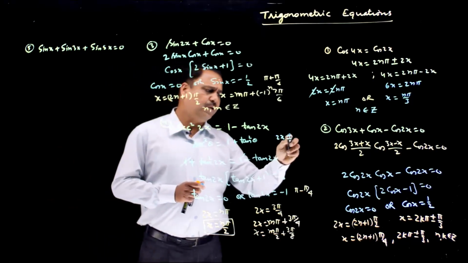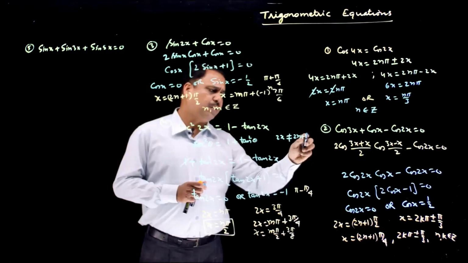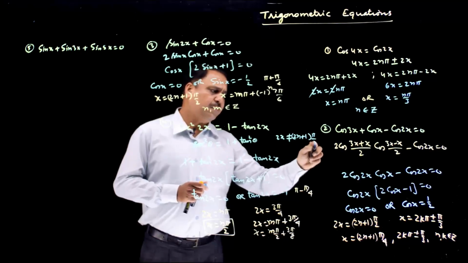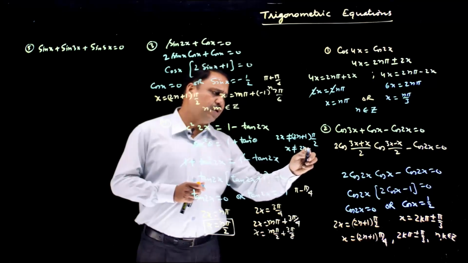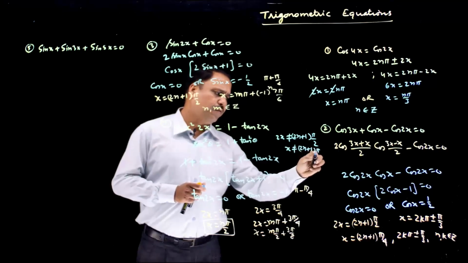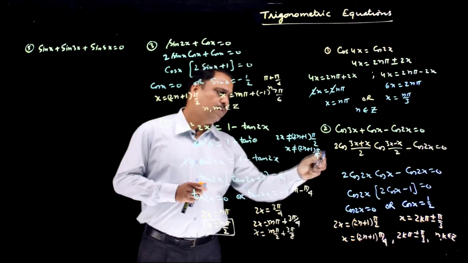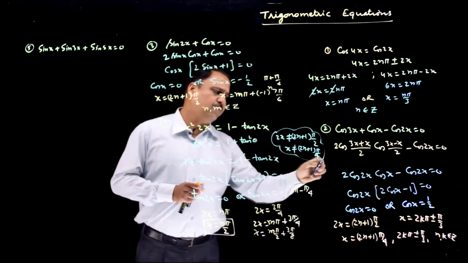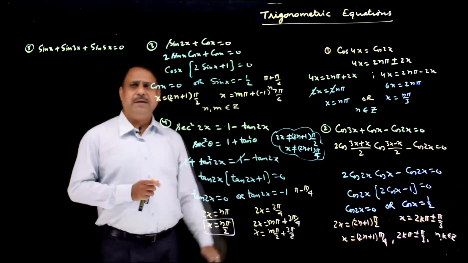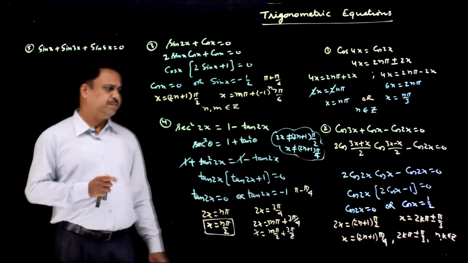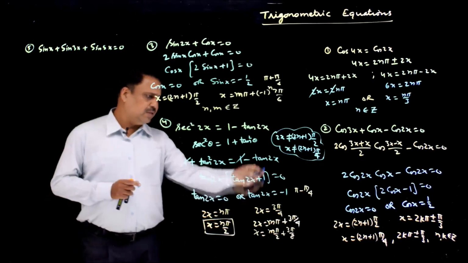2x cannot be (2n plus 1) into pi by 2. That means if any answer is coming of this type, 2n plus 1 into pi by 4, this type of answer I have to reject. Why? Because they are not in the domain. At pi by 2, tan theta will not be defined. So none of them is in this form.